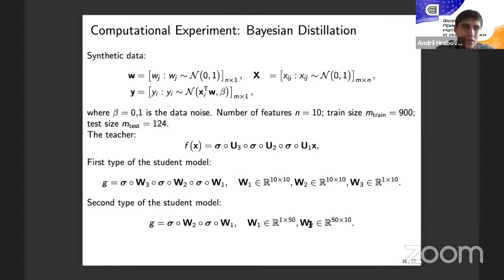We are considering synthetic data. The generation process is shown on the slide. We just use a normal distribution for the features, and we generate the target as a simple linear regression with parameter beta, plus some noise. We consider the structure of the teacher to be a three-layer fully connected neural network, but for the student we consider two types of structure. The first one is a three-layer neural network, but the number of parameters in this network is less than in the teacher network. The second structure of the student model is a two-layer neural network.